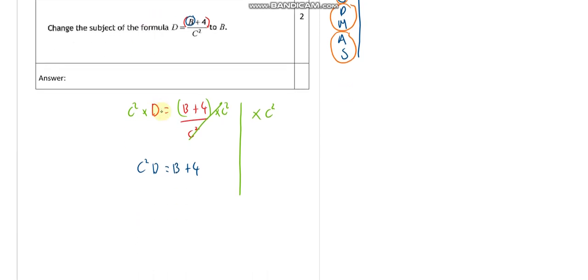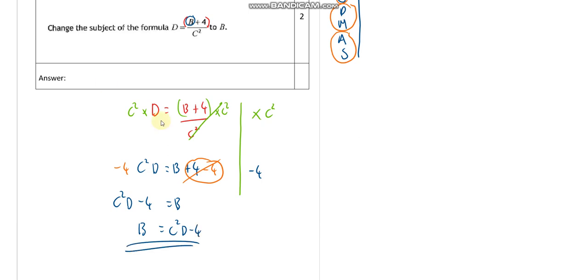And then to get rid of the 4, I'm saying, okay, well, I'm going to take away 4 from both sides, which would look something like this. I'm taking away 4 from there, and I'm taking away 4 from here. So when I take away 4 from this side, this cancels out, and I'm left with c squared d, take away 4, is equal to b. And we always write the subject on the left. That's good mathematical procedure etiquette, and that's us done.